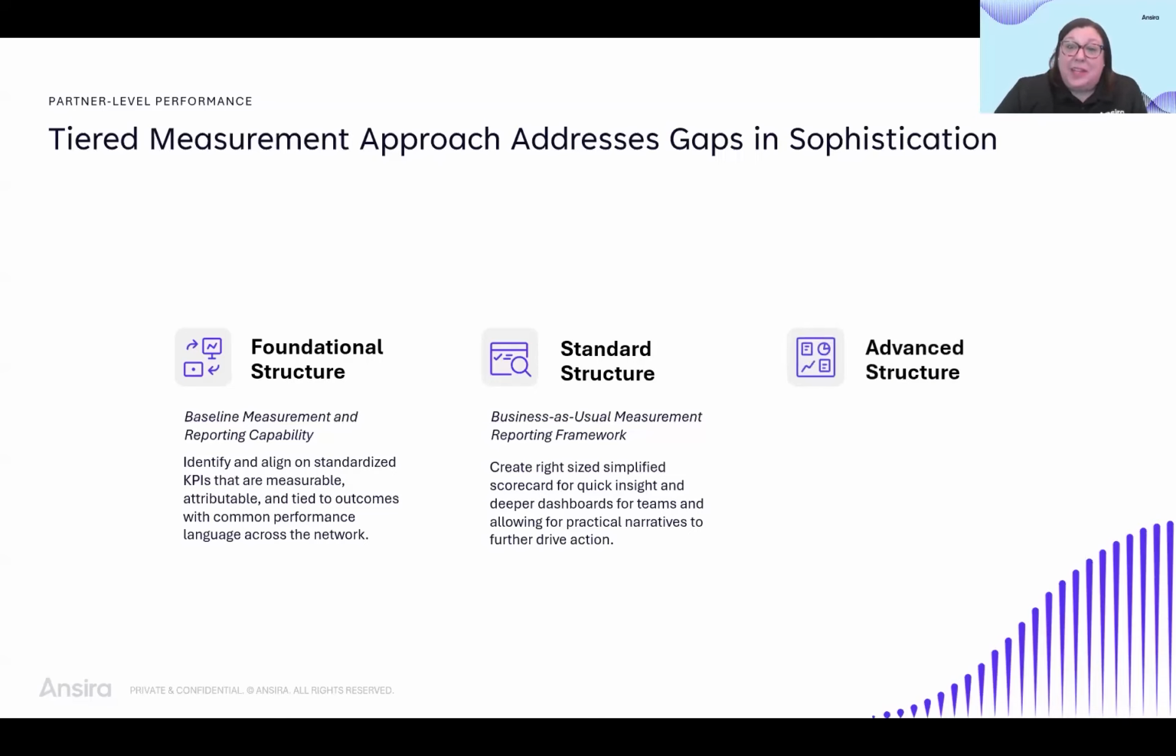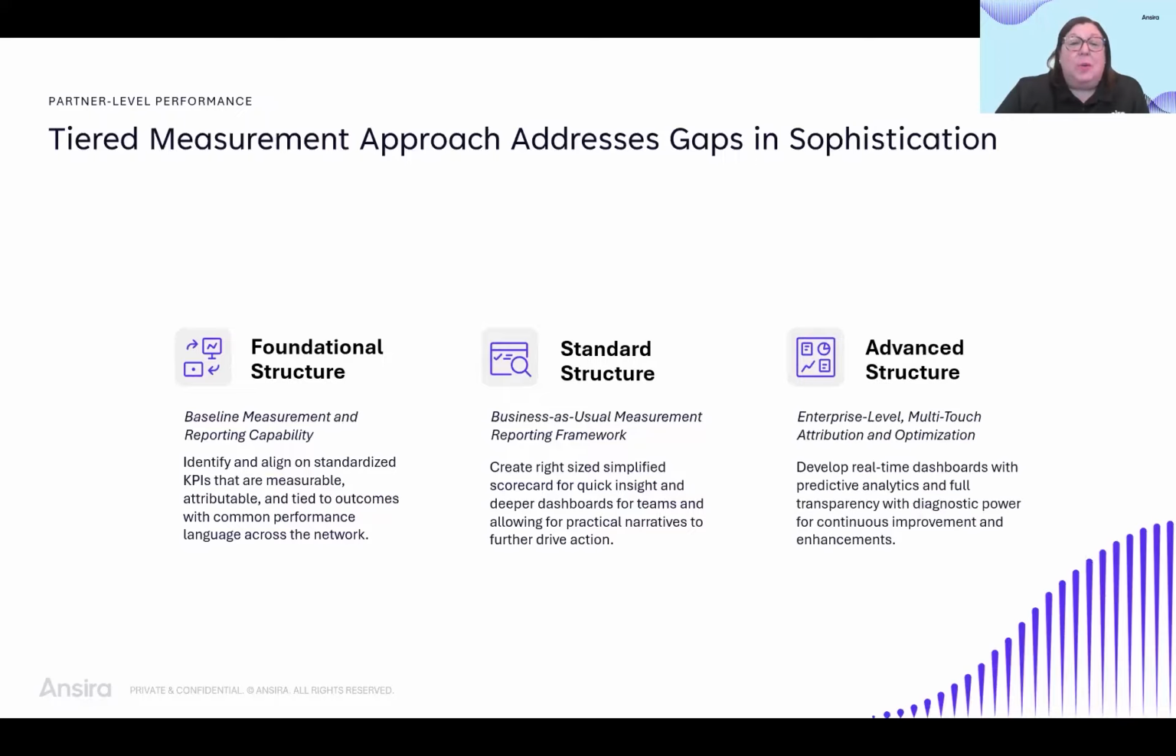So let's assume that you have the ability to offer the right reporting and visibility to your partners, but you have a more complex program, maybe with supporting systems. Ideally, here you would want to use the advanced structure of measurement. This measurement approach would include real-time dynamic dashboards with things like predictive analytics. The full transparency and diagnostic power will allow for continuous improvement, and partners can optimize things like their media mix, local offers, or even operational follow-through.